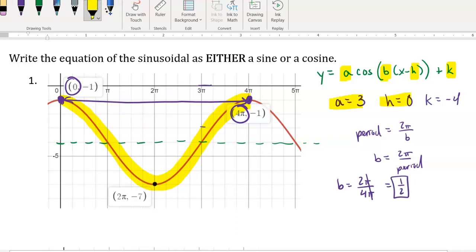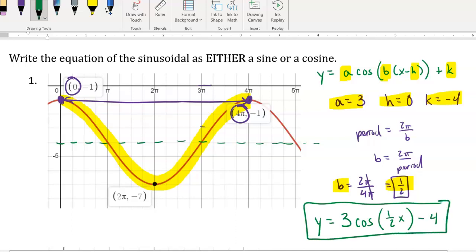So now I have everything that I need. I have my a value, I have my h value, my k value, and my value for b. So now we're going to plug those into the equation. So my specific equation now, based on this part of the graph, would be y equals my a value, which is 3, times a cosine of my b value, which is 1/2, and then it'd be x minus 0, which is just x. And then plus k, so plus -4, or just write down -4. And there's your answer. So that's really all there is to it.